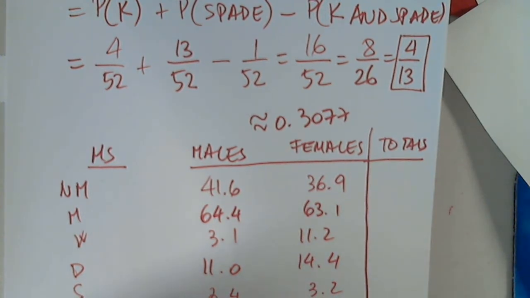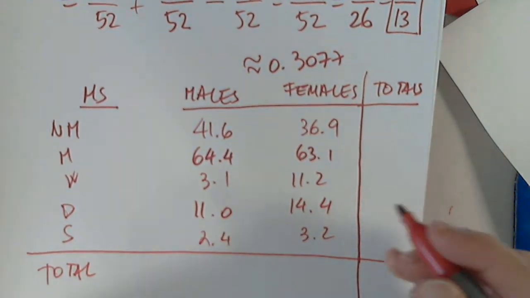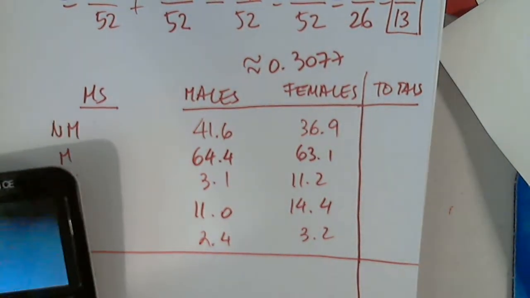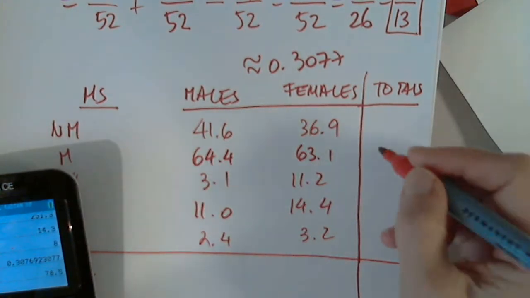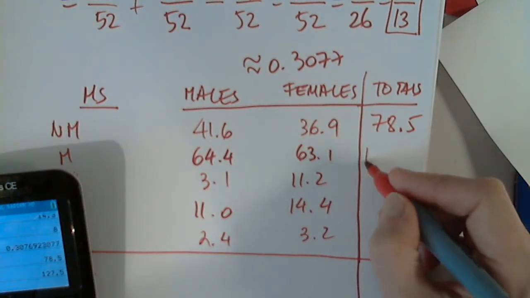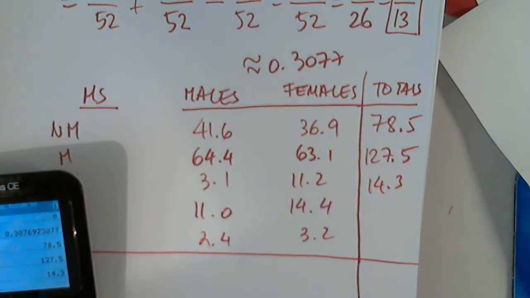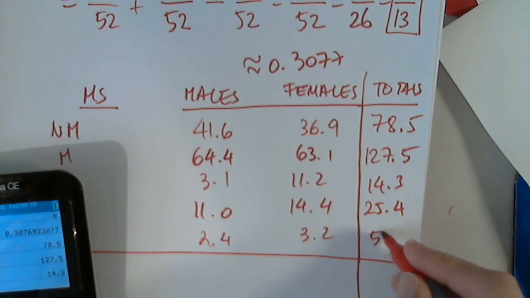Not only do we need the totals for each column and the grand total, but we also need the totals for each row. So let's do that, my calculator. 41.6 plus 36.9 is 78.5. 64.4 plus 63.1 is 127.5. 3.1 plus 11.2 is 14.3. 11 plus 14.4 is 25.4, and this is 5.6.